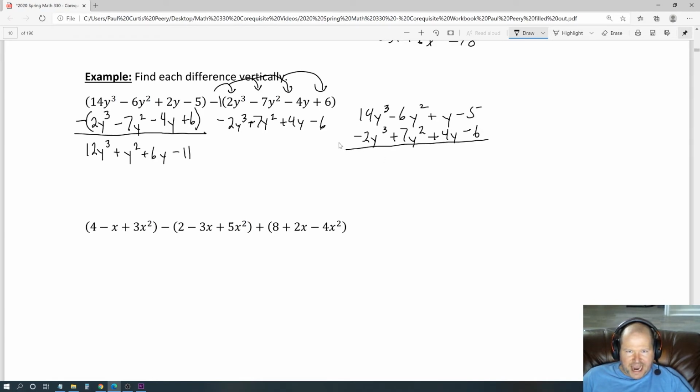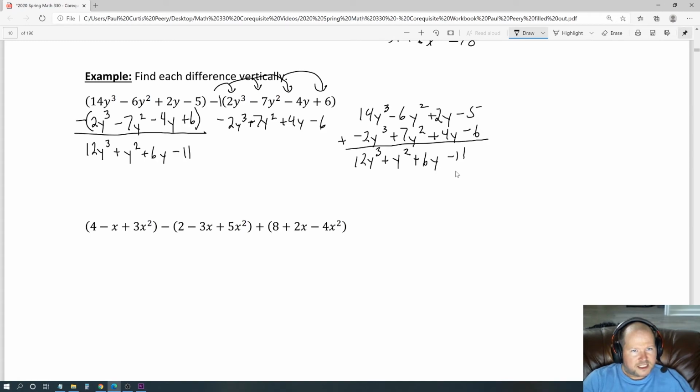And now you would just add everything. Because this can get a little confusing, you have to deal with some double negatives. Make sure you put a 2 right here. There we go. All right, so we say 14y cubed plus negative 2y cubed gives me a 12y cubed. We say negative 6y squared plus 7y squared, which gives me a y squared. We say positive 2y plus 4y gives me a plus 6y. We say negative 5 plus negative 6, which gives me a negative 11.